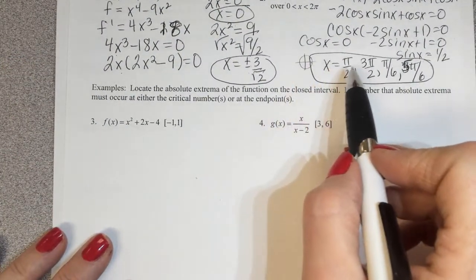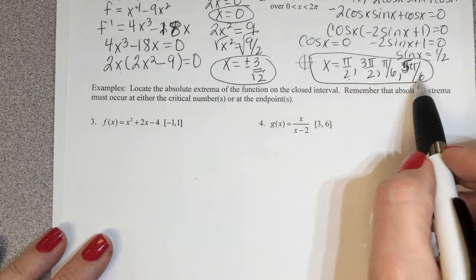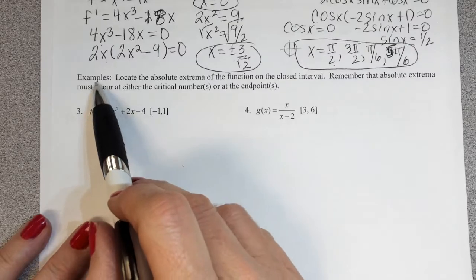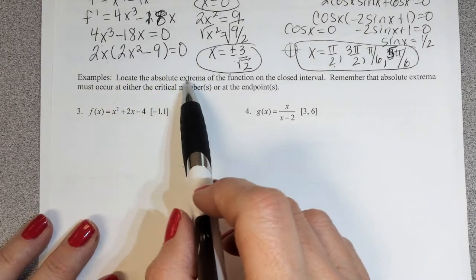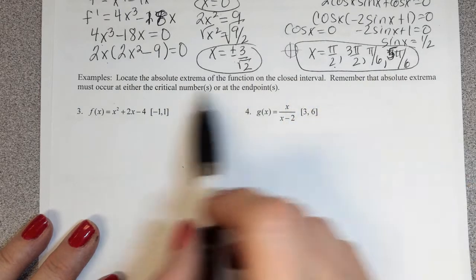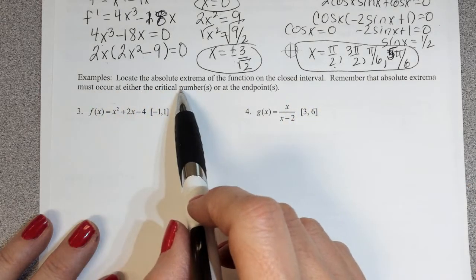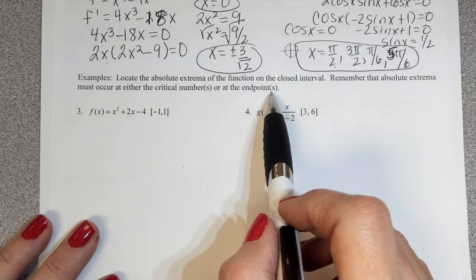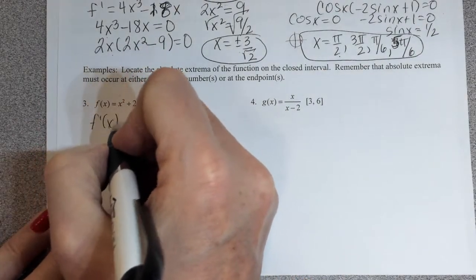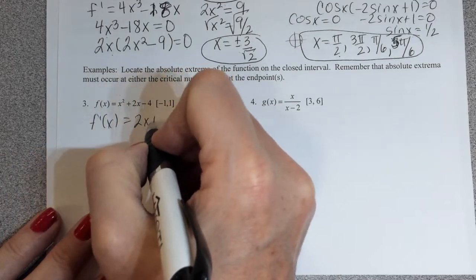Those are the places where we might have maxes or mins, but we would have to do more work to figure out for sure. Okay, these examples say locate the absolute extrema of the function on the closed interval. Remember that absolute extrema must occur at either the critical numbers or at the endpoints. So the first thing we have to find are the critical numbers. That's when we take that derivative and set it equal to 0.